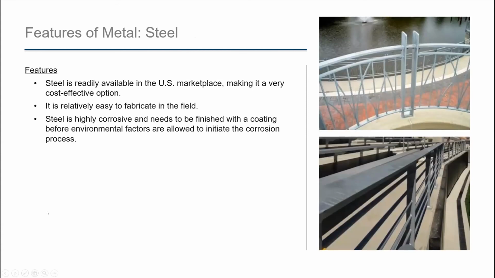Let's move on to steel. Steel is also a popular choice for guardrails. Some of this material type's features are steel is readily available in the United States marketplace, making it a very cost-effective option. It is relatively easy to fabricate in the field. Steel is also highly corrosive and needs to be finished with a coating before environmental factors are allowed to initiate the corrosion process.